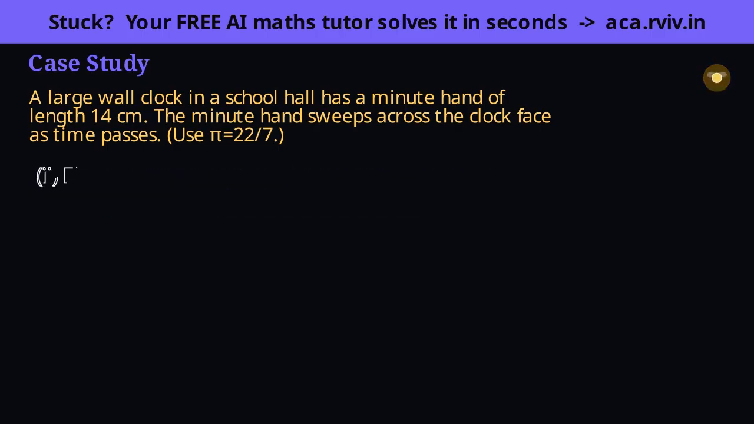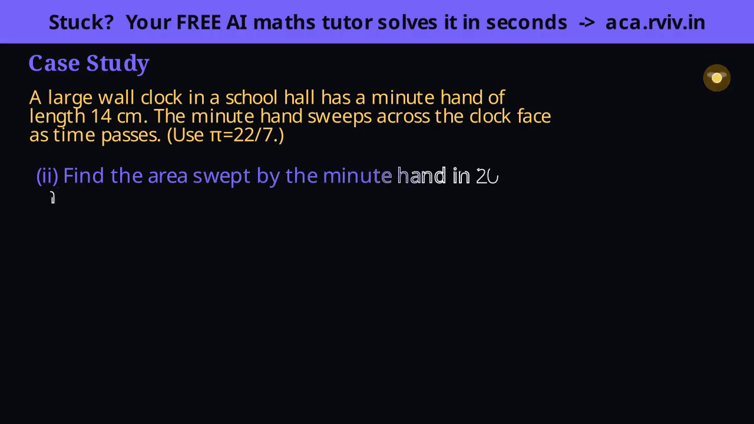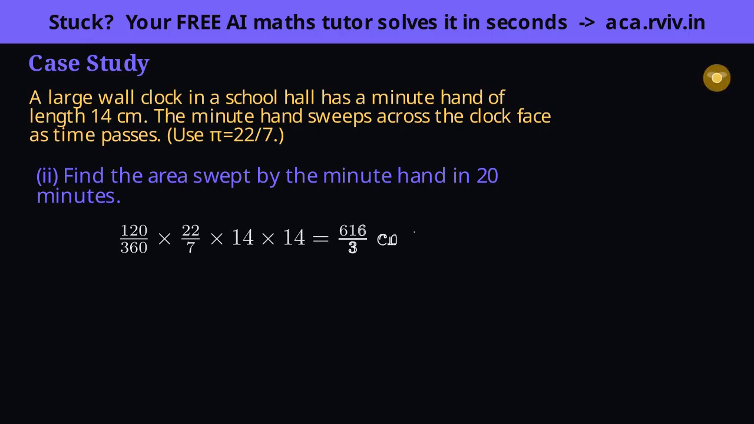20 minutes is a third of the hour, 20 over 60, so the hand turns a third of 360, that's 120 degrees. Still an area, still a sector, just a bigger fraction of the circle. 1/3 of 22 over 7 times 196 comes to 616 over 3, about 205 square centimeters. The 3 doesn't divide out, so we honestly leave the fraction, and it's larger than part 1's 154, as it should be for a wider sweep.